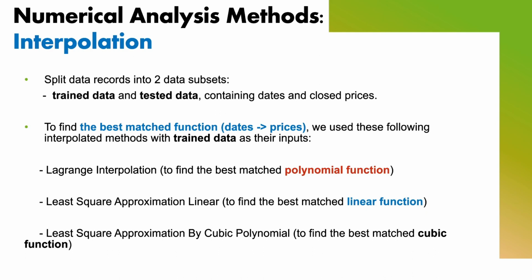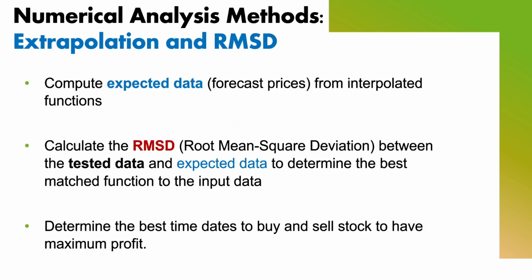First, to find the best match function, we use the following 3 methods with the 90 days of trained data. They are Lagrange, least square approximation linear, and least square approximation by cubic polynomial. And then we compute the expected data from the 90 days. Then we calculate the RMSD between the predicted 30 days data and the test 30 days data to find the best match function of the prediction model. Therefore, we can determine the best dates to buy and sell stock to reach the maximum profit.